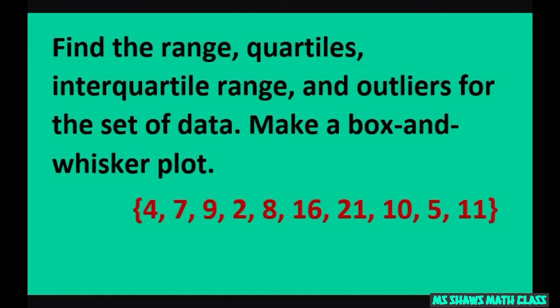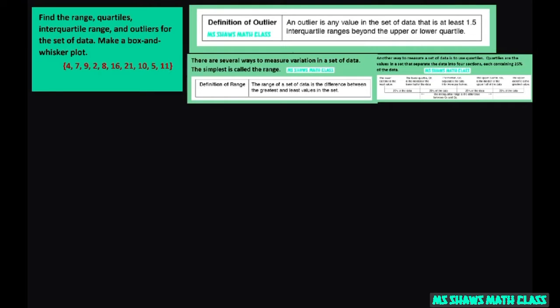Hi everyone, we're going to find the range, quartiles, interquartile range, and outliers for the set of data. And we're going to make a box and whiskers plot, also known as the box plot. So the first thing I want to do is go ahead and order these numbers from least to greatest. So let me do that very quickly.